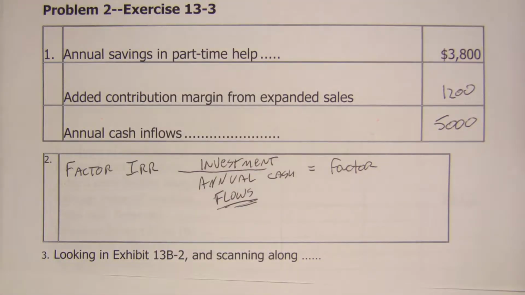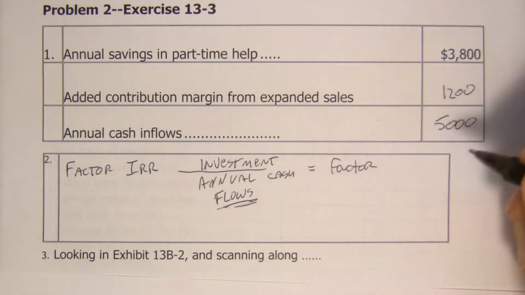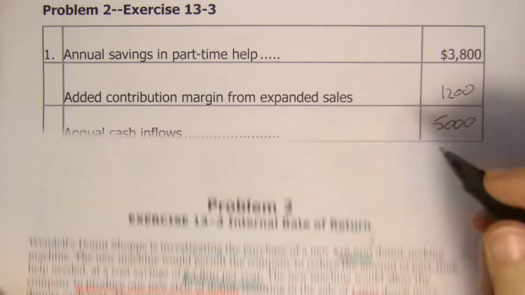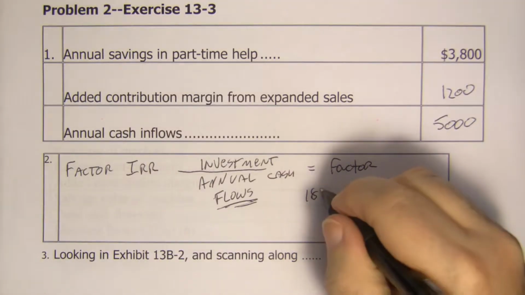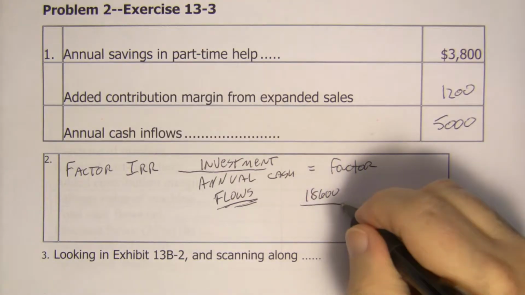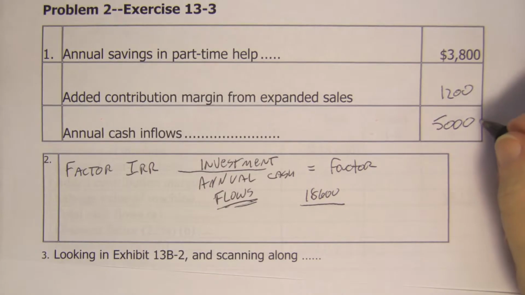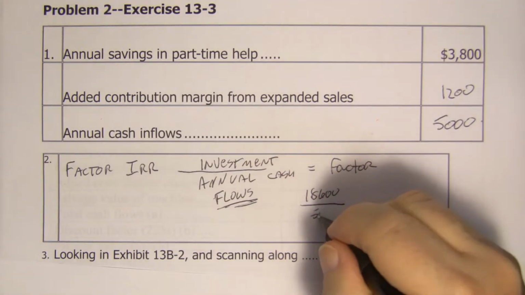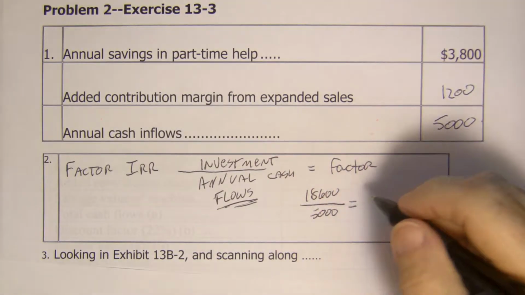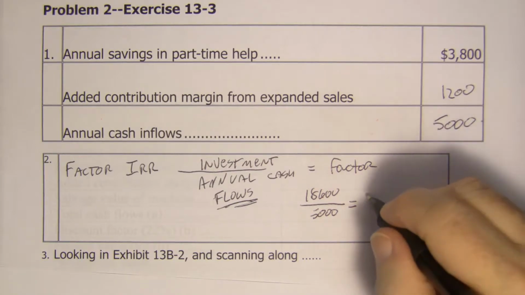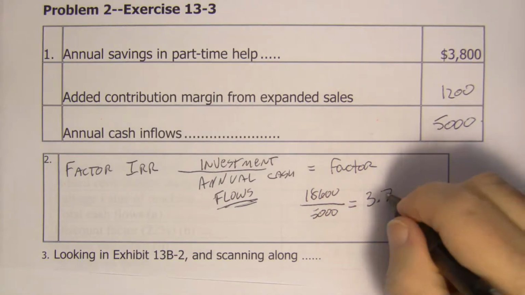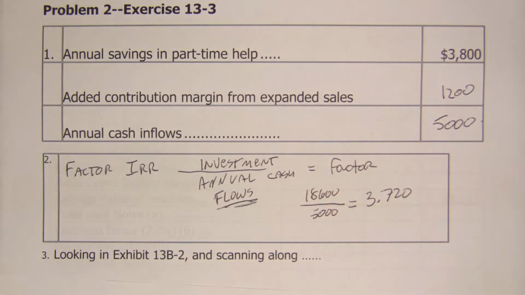So let's take a look at that and see. When we do this, we take the 18,600, divide that by 5,000, and we come up with 3.720.